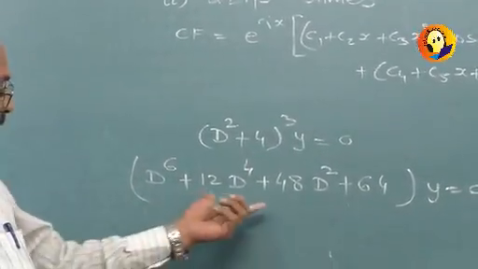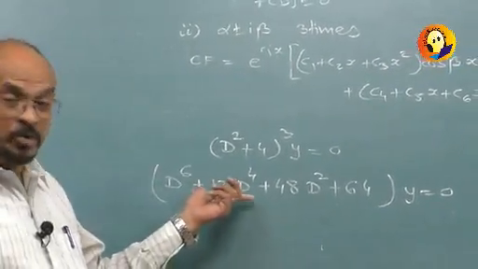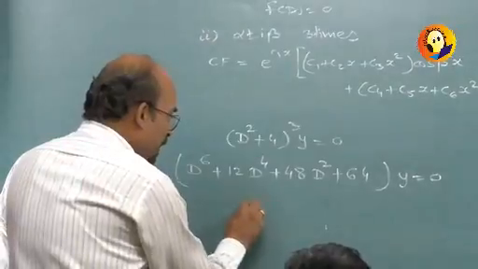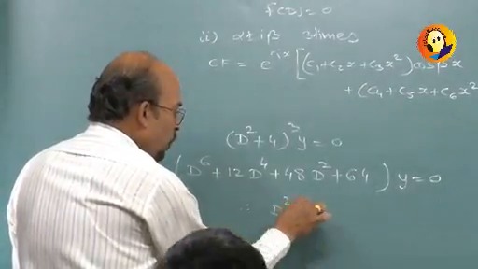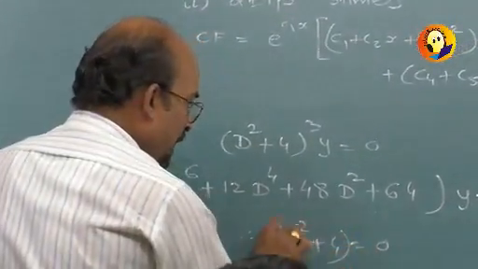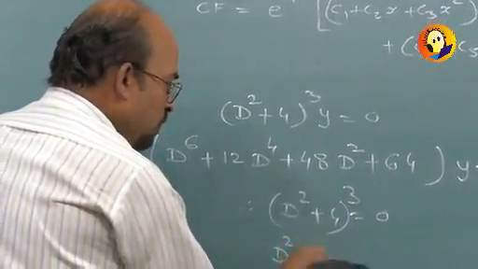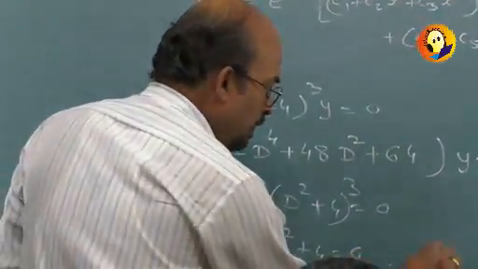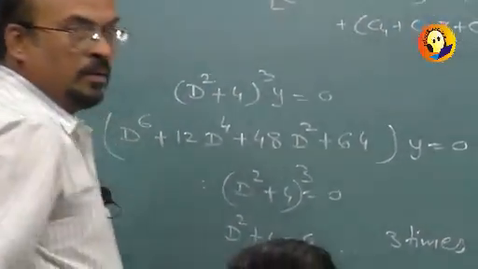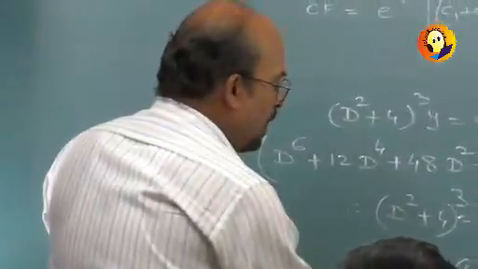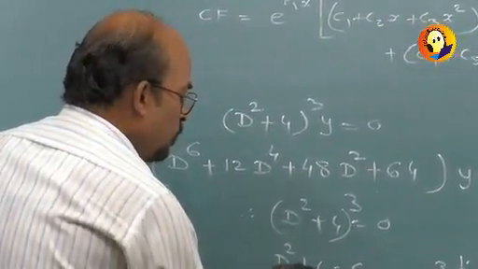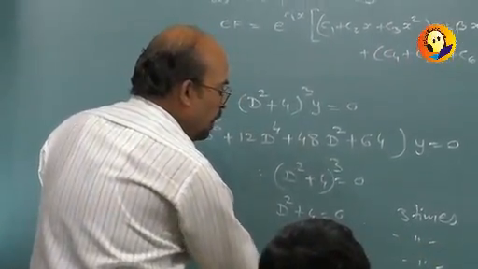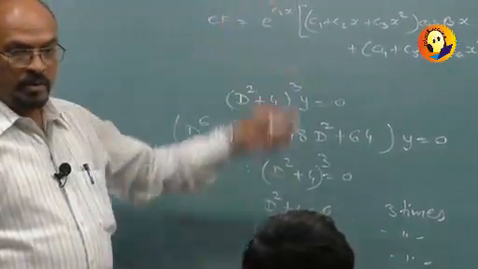That's why one should be very clever in solving the equation, because this doesn't seem to be a perfect cube to us. But this will reduce to this, and ultimately you will say, therefore, d square plus 4 bracket cube equal to 0. That means d square plus 4 equal to 0, 3 times. So d square equal to minus 4, 3 times, and so d equal to plus or minus 2i, 3 times. So alpha equal to 0, beta equal to 2. Use the formula. Nothing more than that.